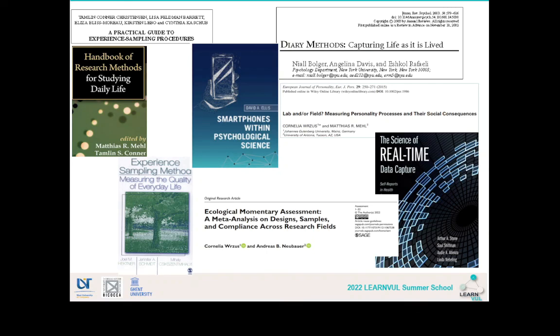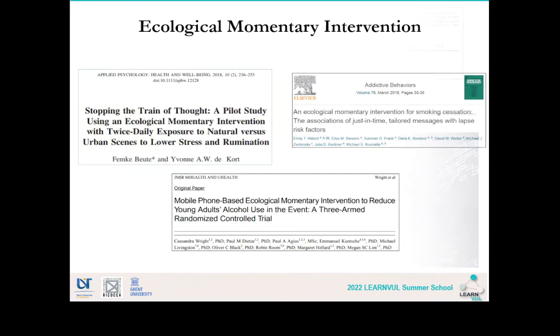From mobile sensing to meta-analysis on different topics, or handbooks. The Handbook of Research Methods for Studying Daily Life. It's a very basic handbook, but it's really nice. Anyway. The other thing is the intervention. So you don't have only assessment, but intervention.